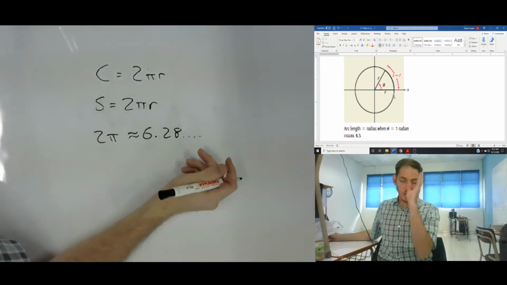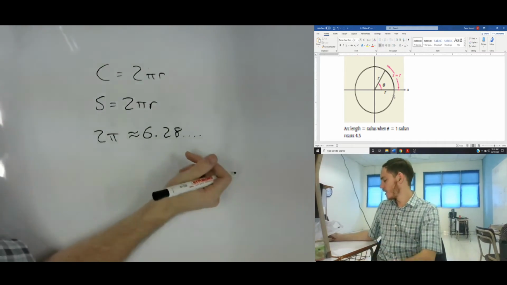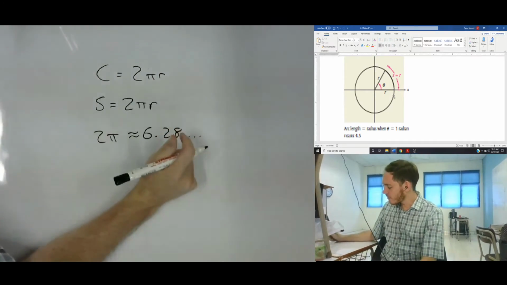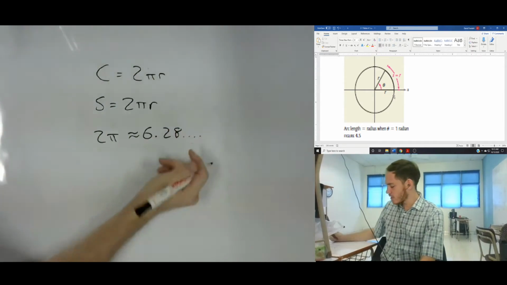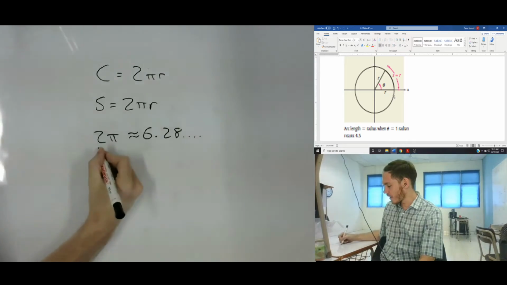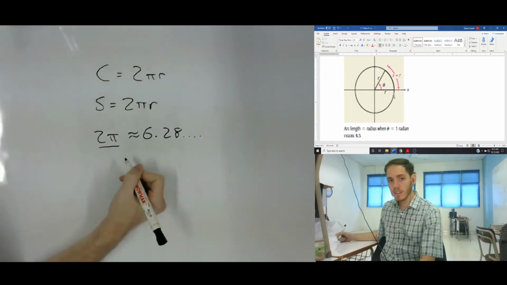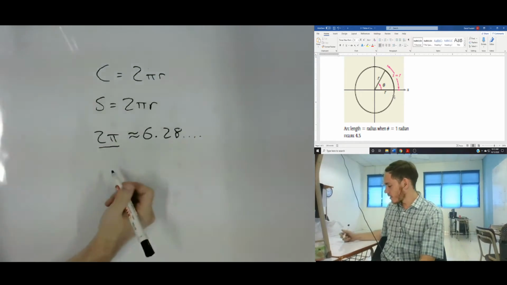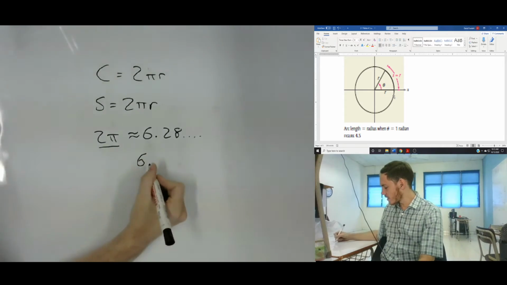Approximately. It's a little off, but it's close. Okay, so how many radians do we have in a circle? Well, we have 2 pi radians in a circle. 2 pi radians, approximately 6 radians in a circle.